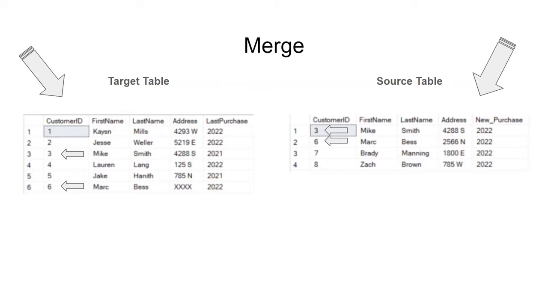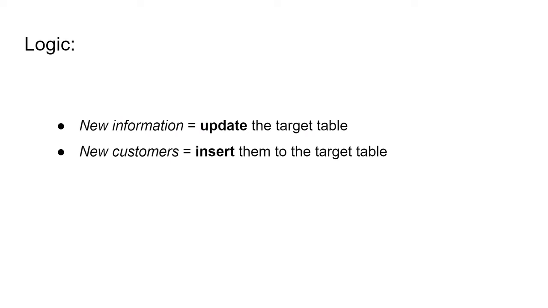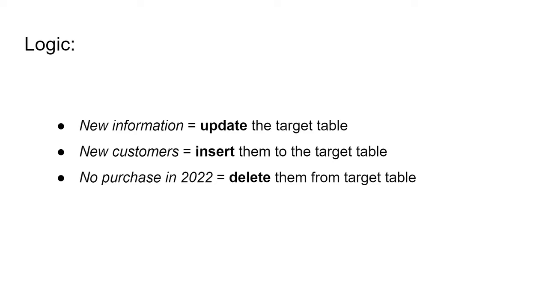And imagine we have the following logic. If a customer has new information that wasn't there before, we want to update our target table. And then if there are new customers, we want to insert them also into the target table, our customer table. And lastly, if there's a customer who hasn't had a purchase since this calendar year, which is 2022, we want to delete them.